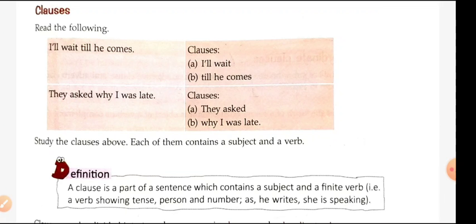Clauses. Read the following. A: I will wait. B: till he comes. A: They ask. B: why I was late. Study the clauses above. Each of them contains a subject and a verb. You see, in "they ask," they is the subject and ask is a verb. In "why I was late," I is the subject here, and was is the verb.